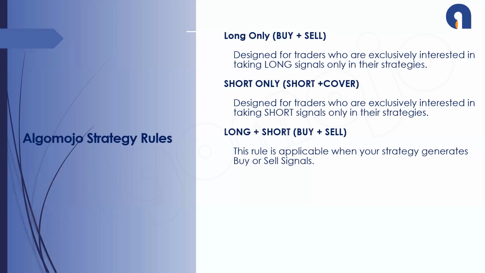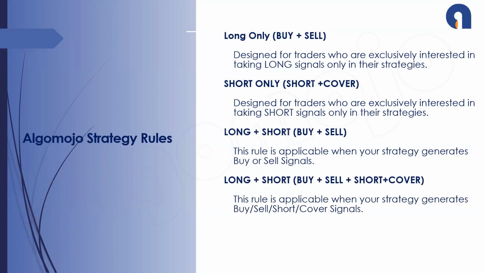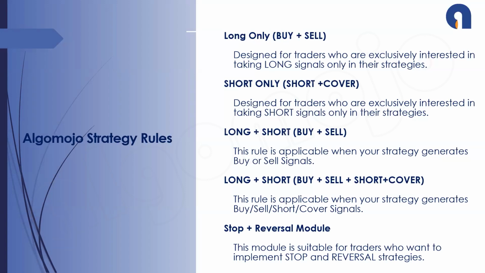That would be happening if you have selected long plus short as a rule, or there's another rule called stop and reverse. If you have selected any of these, then it will create an issue. So it is important to understand how the rules work and select the correct rule so that your trades get executed as per your expectation.